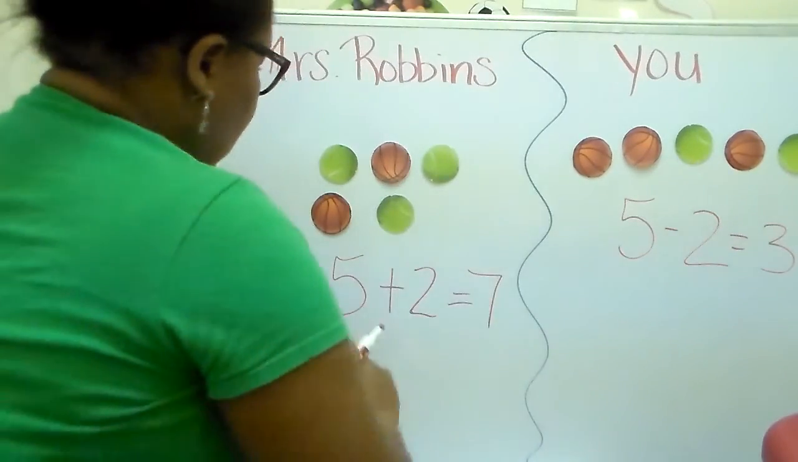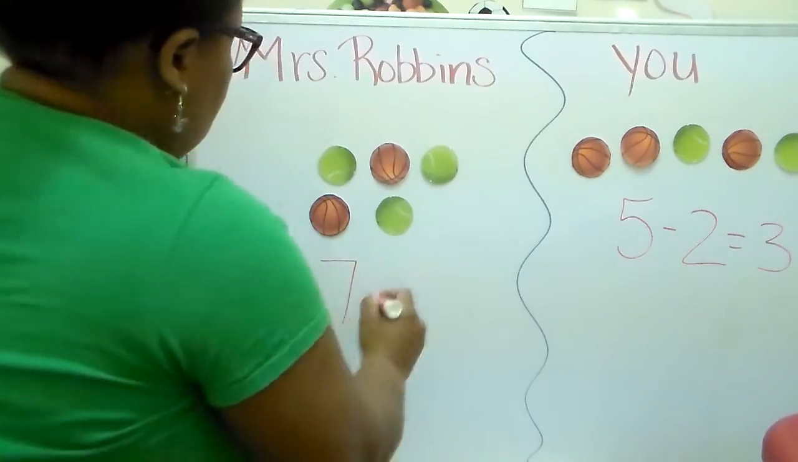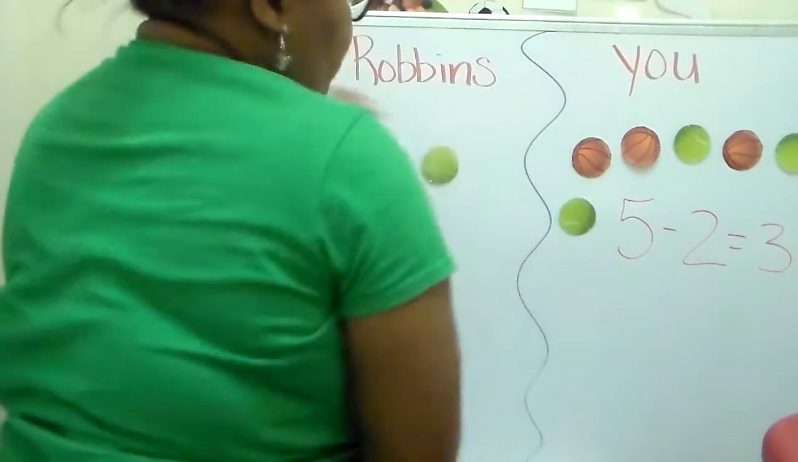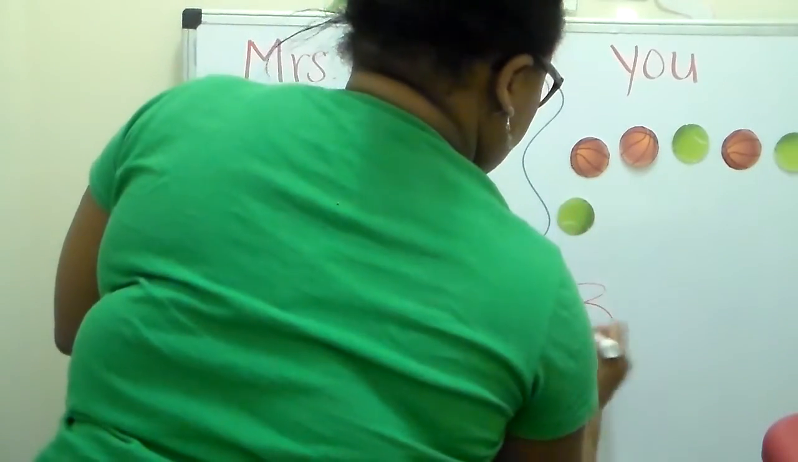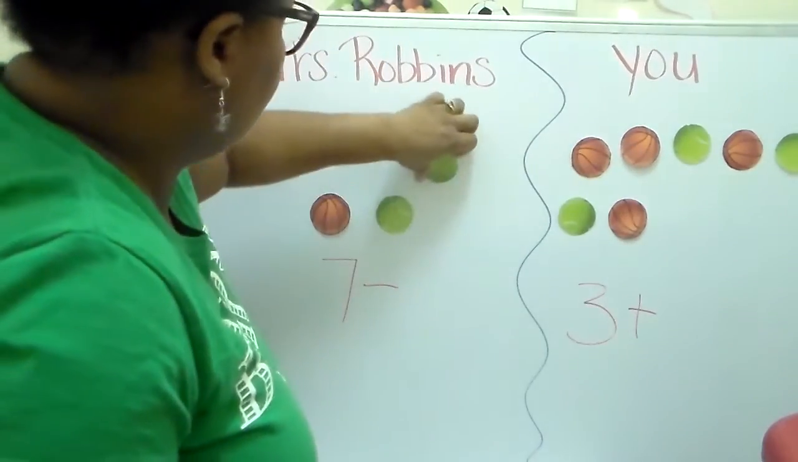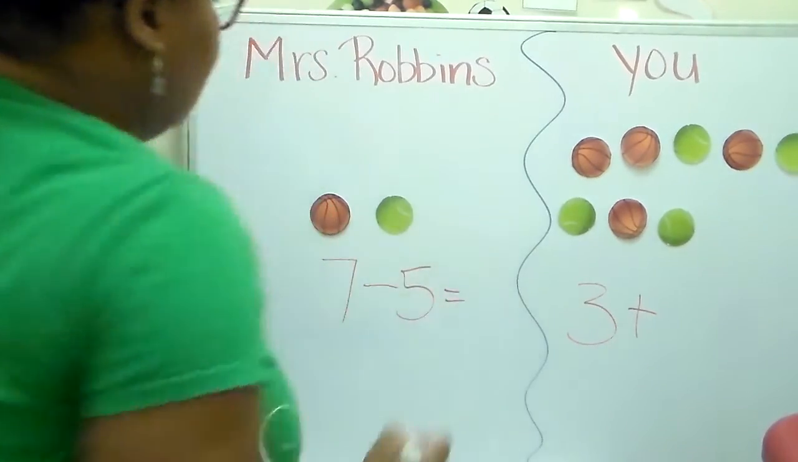2. Let's go ahead and put my 7 down here because that's how many I started with. And I'm taking away, so I took 2 away already. I'm going to give you 3. You started with 3. I'm going to give you 4, 5. So I gave you 5 of my sports balls.